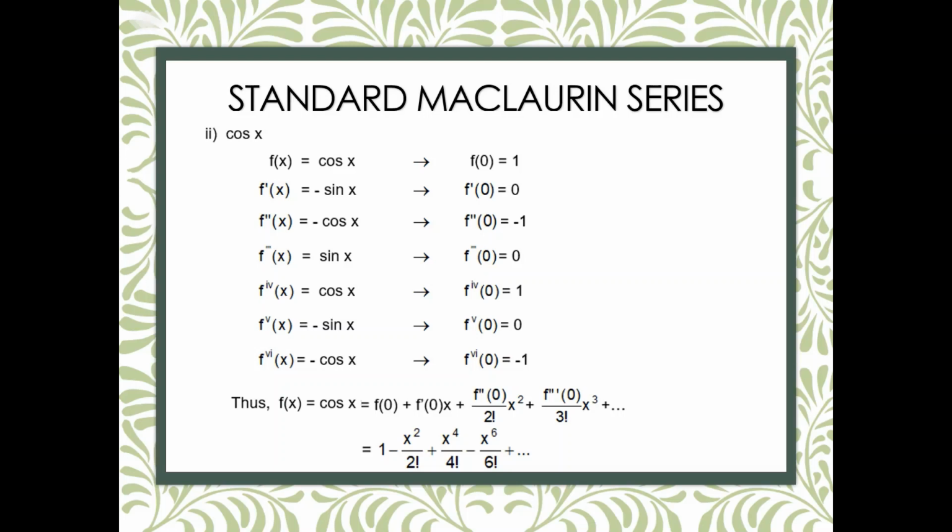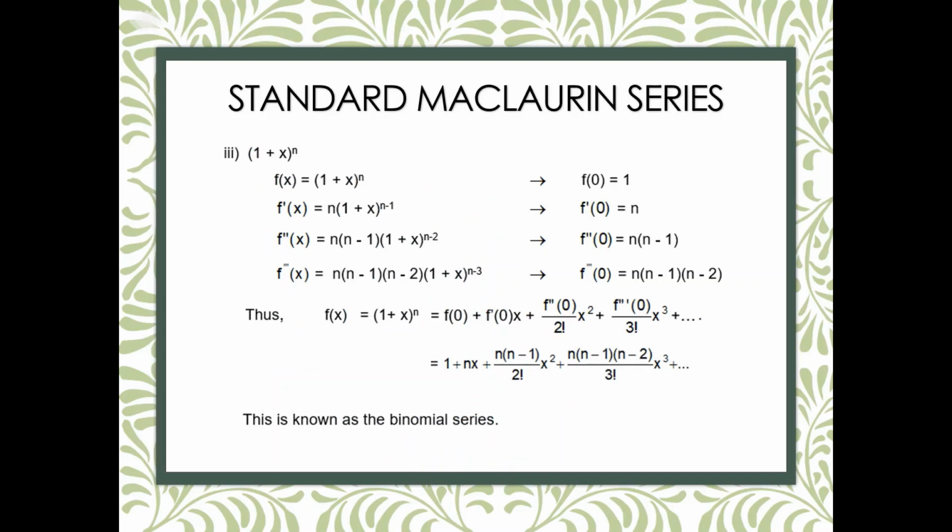Take note that the expansion of cos x involves even powers and the sign here is alternating. Based on the pattern, the next terms of the expansion should be plus x to the power of 8 over 8 factorial minus x to the power of 10 over 10 factorial plus so on.